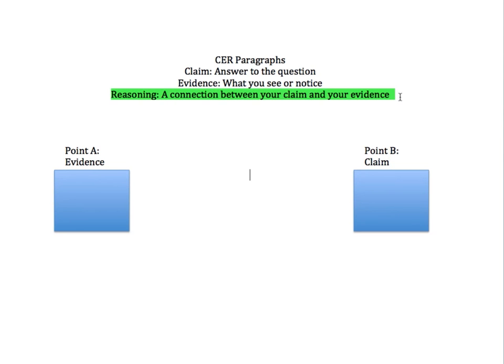Now your reasoning is where you explain how you got from point A to point B. You're explaining to your reader, how did you get from this evidence over here, this point A, to your claim over here, point B. So your reasoning is best represented by a line here, connecting point A to point B.